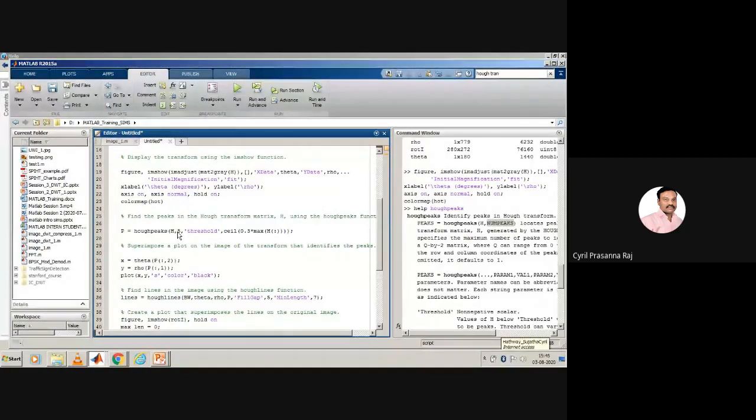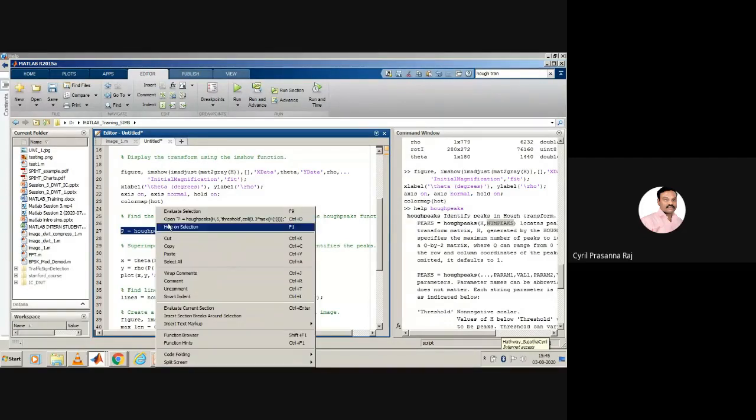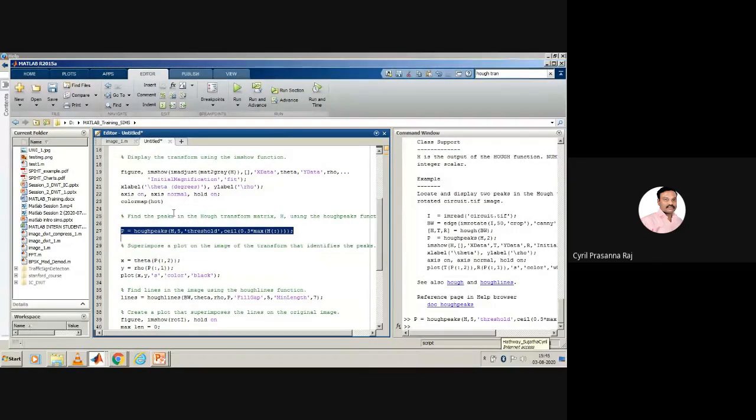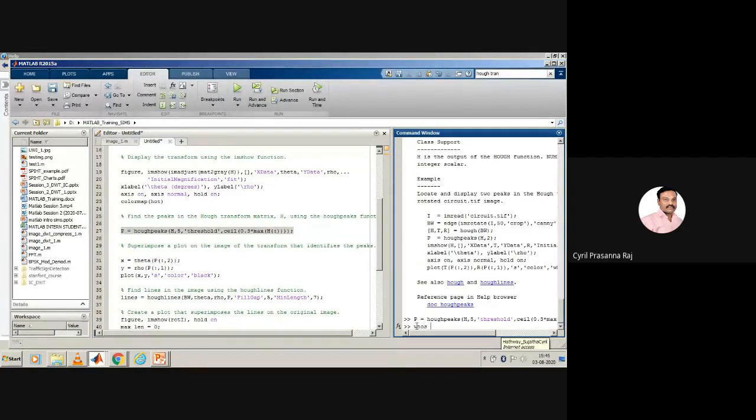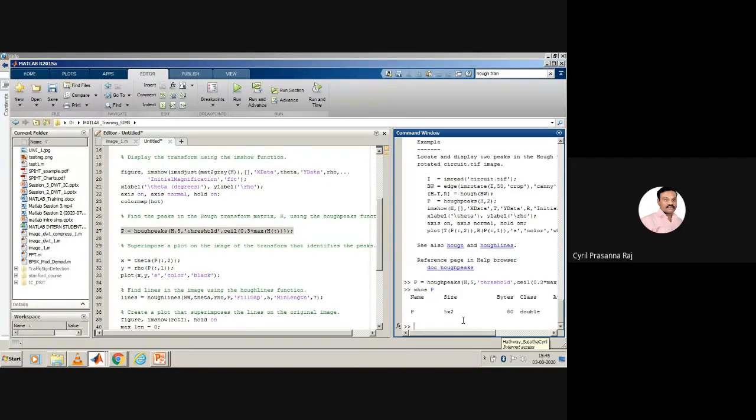That means we are identifying that there should be only 5 lines which are very significant to be identified. By running this, we are able to generate another variable called p. And if you see what p is all about, it implies there are 5 peaks which are very significant, and these are the 5 peaks that we are going to consider.